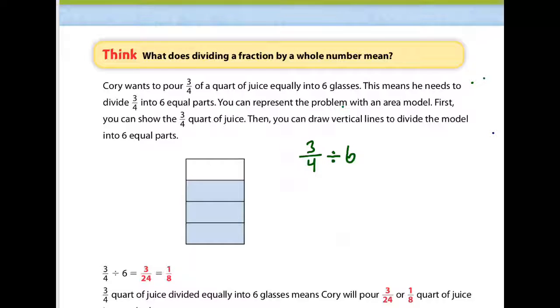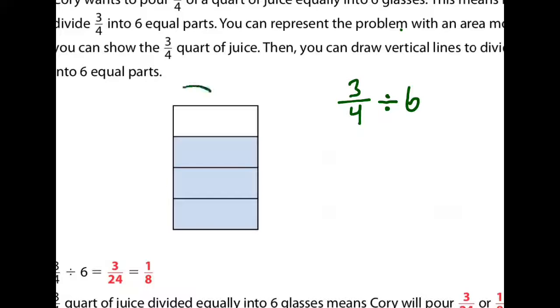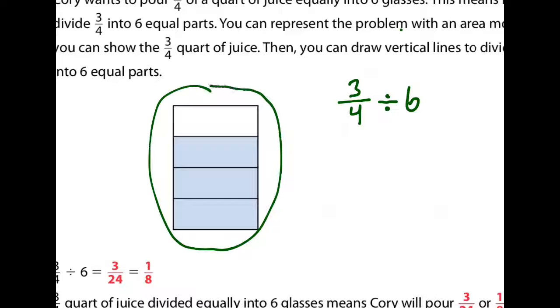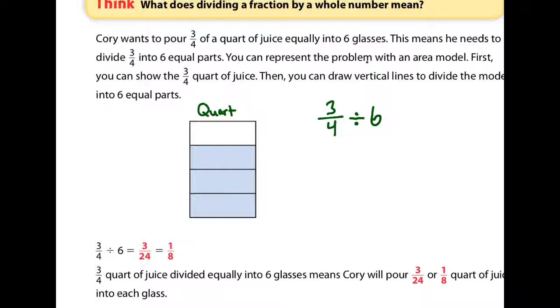Now, it says you can represent the problem with an area model. First, you can show 3/4 quart of juice. So let's take a look at this model here. This whole thing would represent our quart of juice, or a quart container. Now remember, he only has 3/4 of a quart, so only 3/4 of that quart is shaded. So the whole box is a quart, and 3/4, the blue part, is the juice.